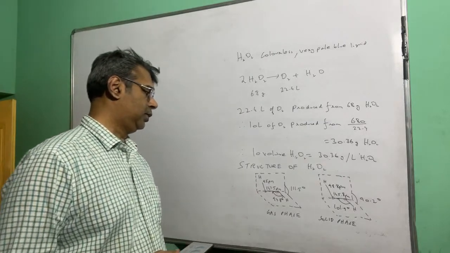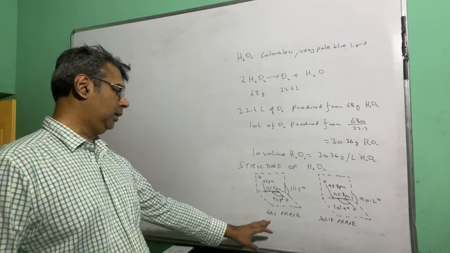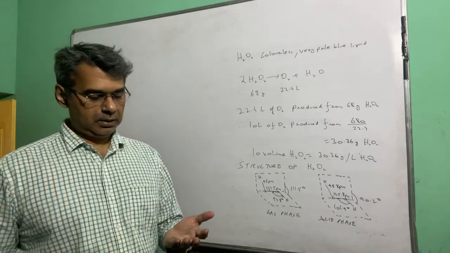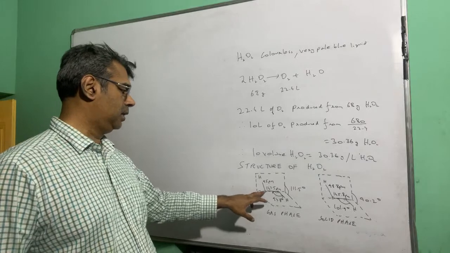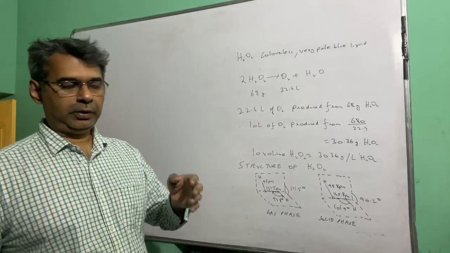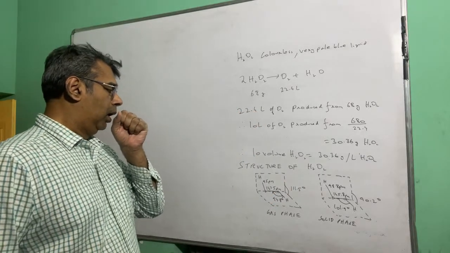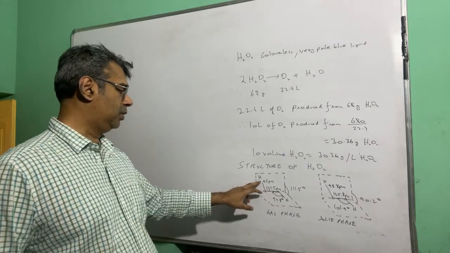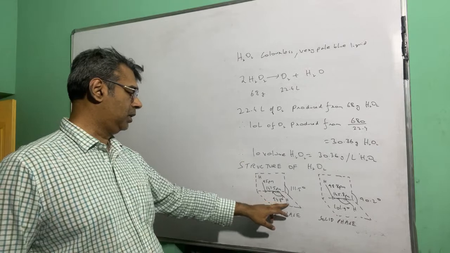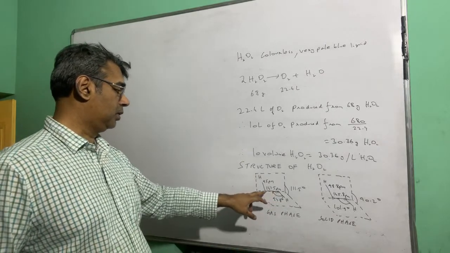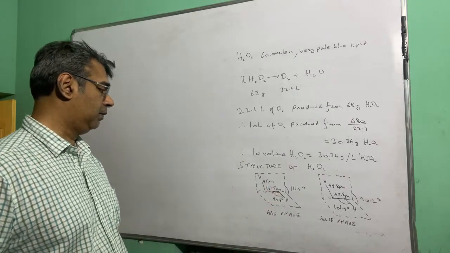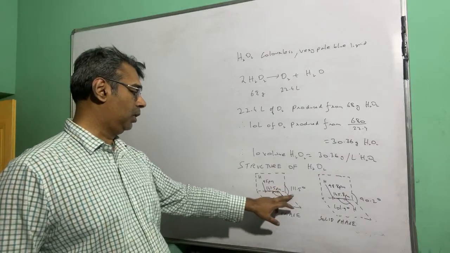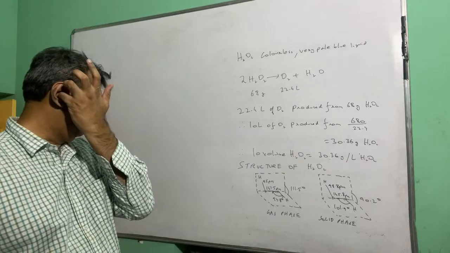Structure of H2O2 in the gaseous phase. Imagine that there is a book and this is the edge of the book. The two oxygen atoms are here, with one hydrogen on one side and the other hydrogen on the other side. The O-O length is 147.5 picometer, the bond angle is 94.8 degree and this bond angle is 111.5 degree.